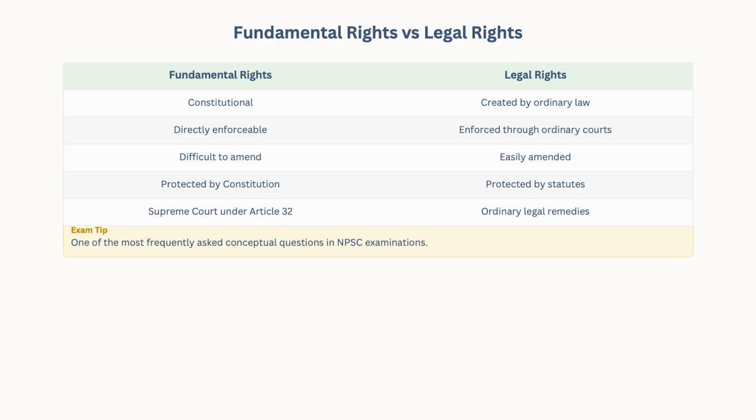So, if the BJP government creates a law, next time the Congress government can change it. Statutes keep on changing. But fundamental rights stay forever. It doesn't matter if the government changes or the ruling party changes, fundamental rights remain the same. So, for fundamental rights, the remedy is the Supreme Court under Article 32, whereas for legal rights, it is ordinary legal remedies.